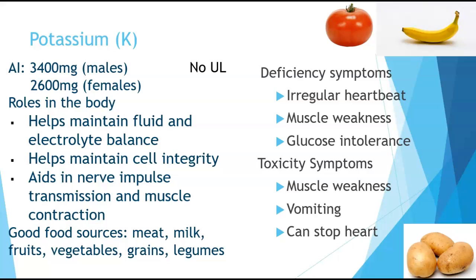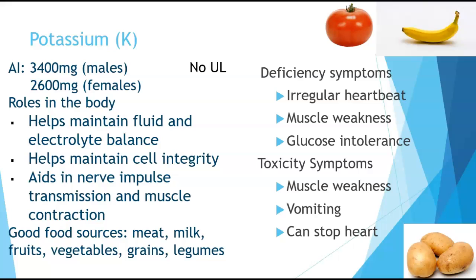Good food sources: meat, milk, fruits, vegetables, grains, and legumes. It is pretty much found in all the food groups, so you're probably already eating a good source of potassium. The pictures I have here are tomatoes, bananas, and potatoes. They're excellent sources of potassium.